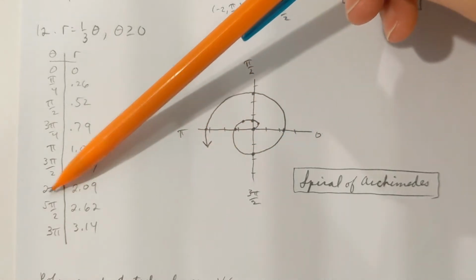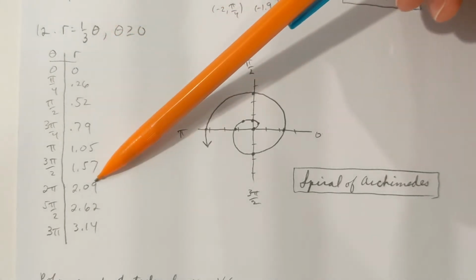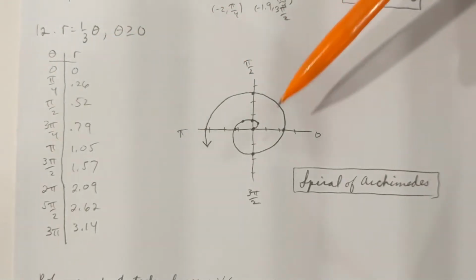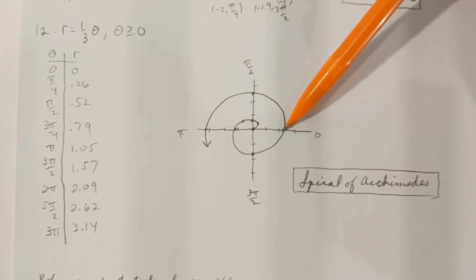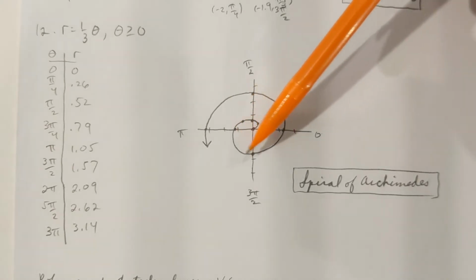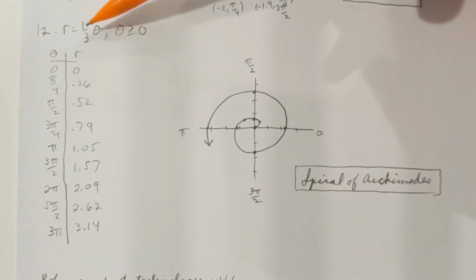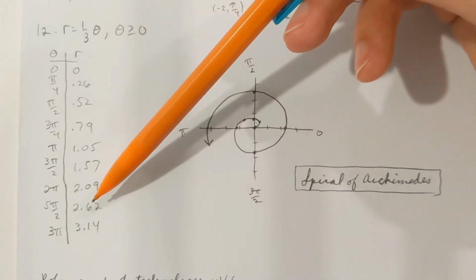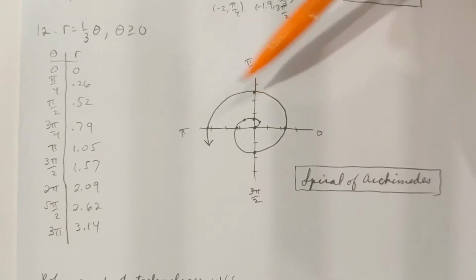If theta is 2 pi times 1/3, 2 pi over 3 would be 2.09 in decimal form. So on the 2 pi radial line, I need to go out 2.09 units. That'd be this point. So you can kind of see the spiraling thing happening. If theta is 5 pi over 2 times 1/3, that'd be 5 pi over 6. 5 pi over 6 in decimal form is 2.62, so that'd be that next point there. And then we're taking one more.